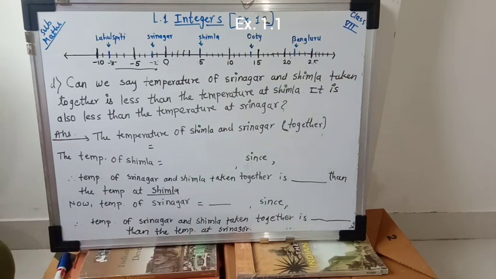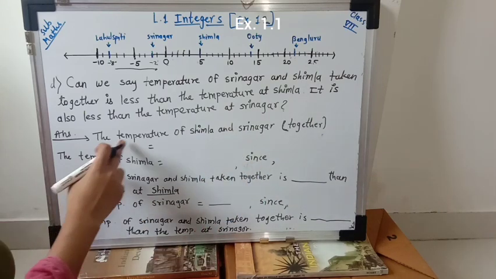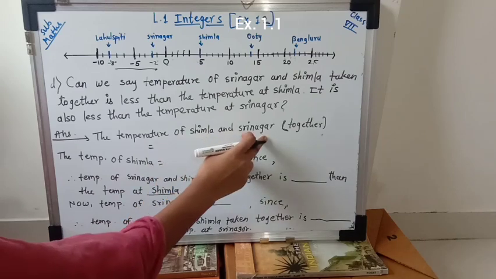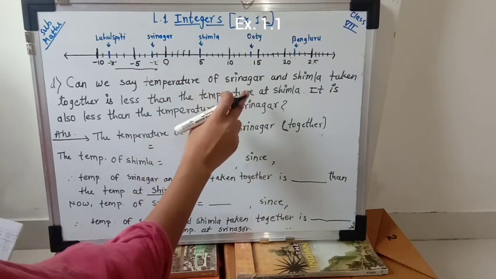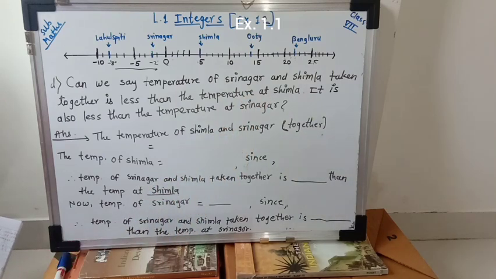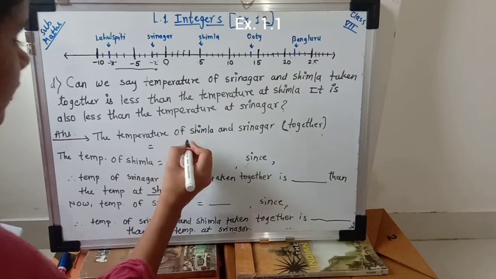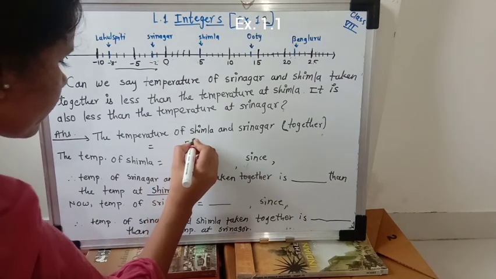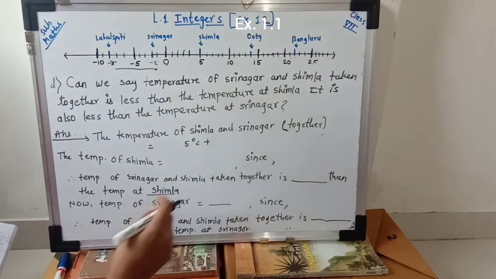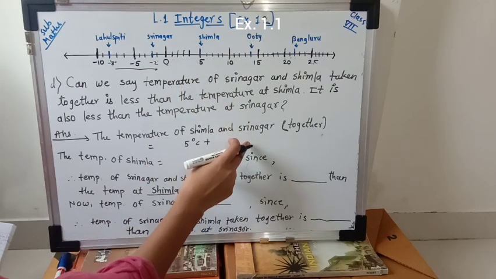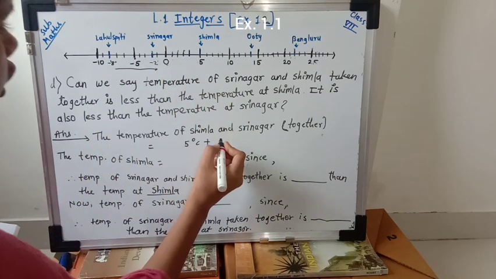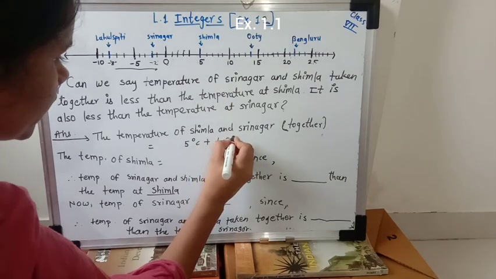That we have to find out. So let's find it out. The temperature of Shimla and Srinagar together means here we have to add the temperature of Srinagar and Shimla. So what is the temperature of Shimla? That is 5 degree Celsius plus what is the temperature of Srinagar? That is minus 2 degree Celsius.